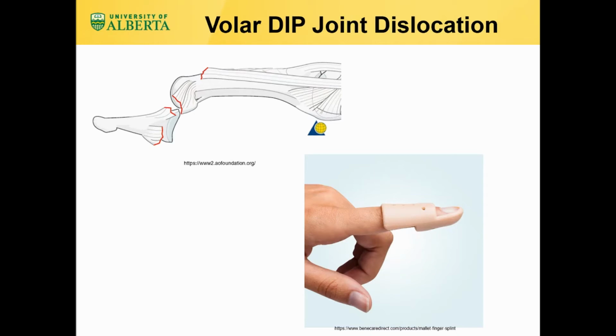Like dorsal dislocations, volar dislocations are occasionally irreducible as well, secondary to soft tissue being trapped in the joint space. With volar dislocation, it is usually the extensor tendon that is partially entrapped in the DIP joint. This requires open reduction to clear the soft tissue and reduce the joint.